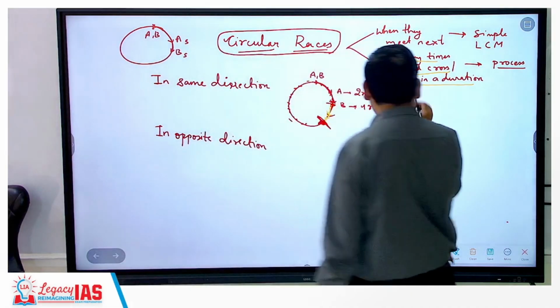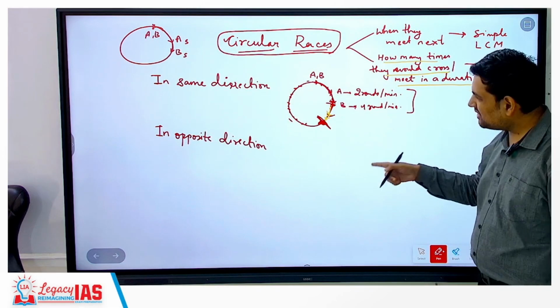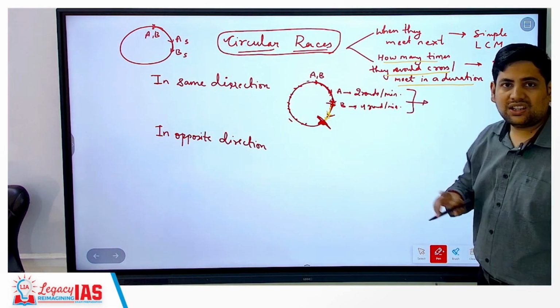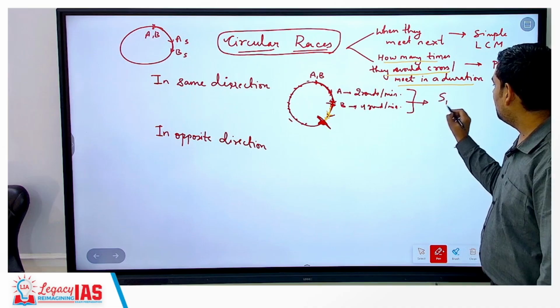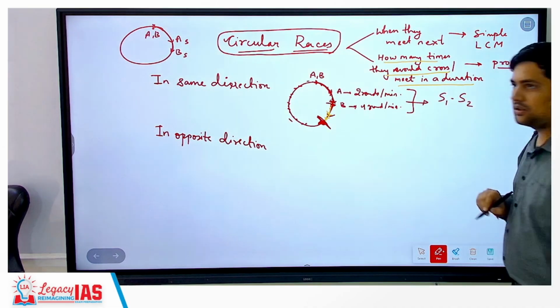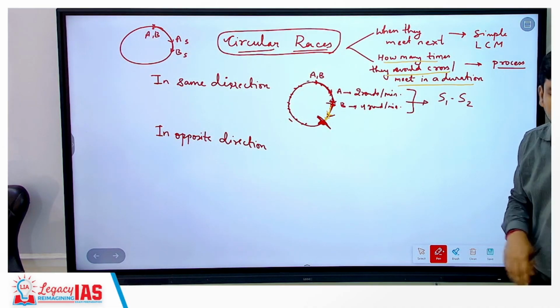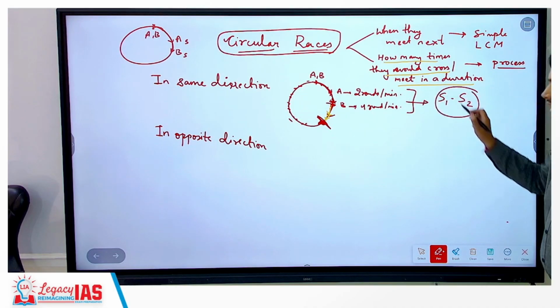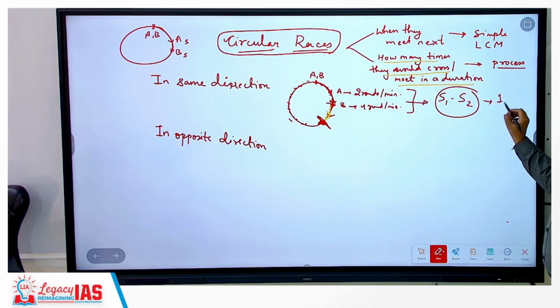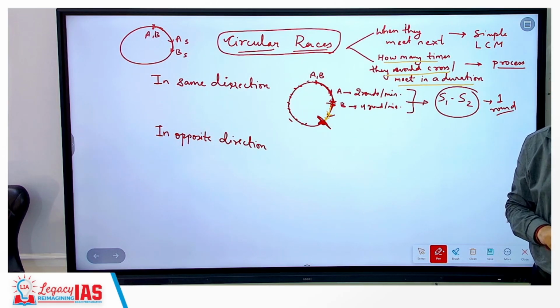Okay, so as you know, if they are both going in the same direction, the speeds are subtracted. So speeds will be subtracted, and with this speed they will have to cover one round to cross one time. Correct?